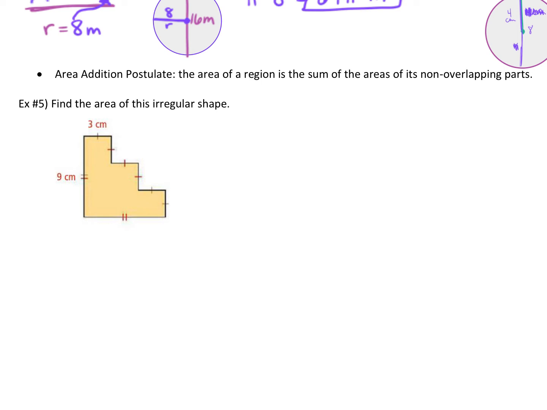Draw some lines. Too many? Is this too many? So how are you splitting it? Oh, you're finding perimeter right now.